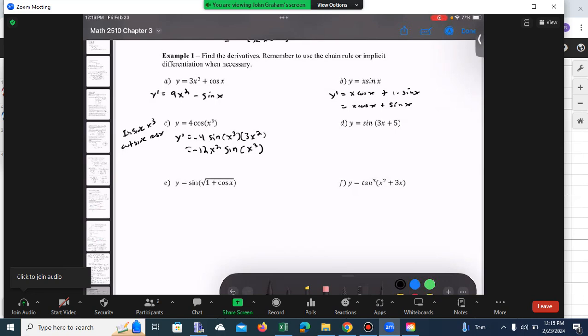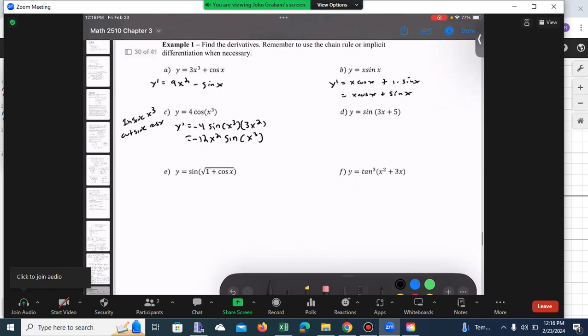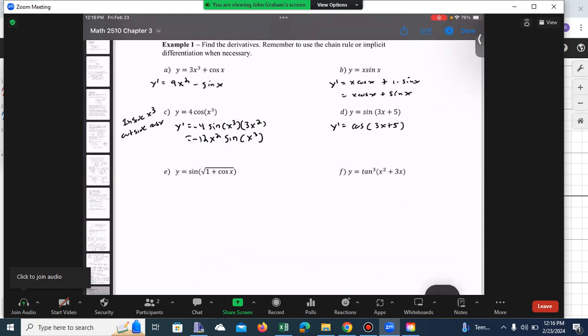Alright, the next one, all of these now are going to require the chain rule. The next one will have sine of 3x plus 5. So derivative of sine is cosine, so we have cosine of 3x plus 5. Hold the inside constant. Take the derivative inside, you get just 3. So I can put 3 out in front.